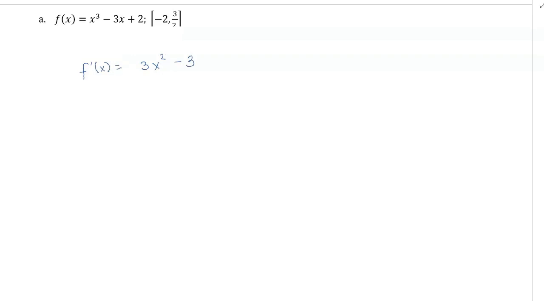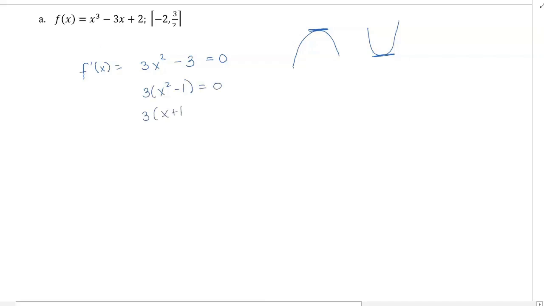To find a minimum or maximum, that means that the slope at those points will be 0. If I have a max, the slope at the max would be 0. Additionally, if I have a min, the slope will be 0. We'll use this first derivative to identify potential points where this might be happening. Once I set this equal to 0, I can factor out a 3, and this will become x plus 1, x minus 1. This means I have a potential extrema at x equals -1 and x equals 1.